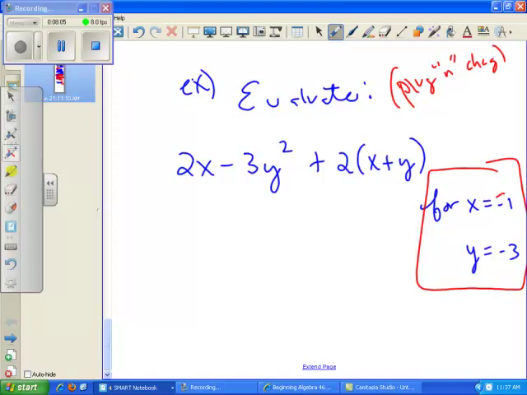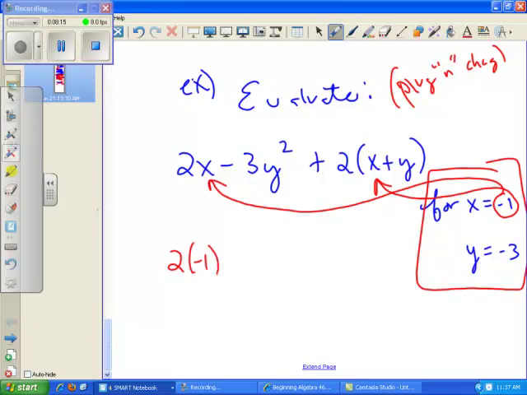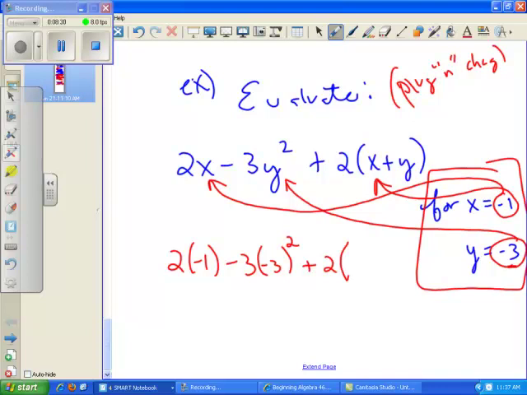So we're going to plug negative 1 everywhere we see an x and do a rewrite. When you plug it in, put parentheses around it. So 2 times negative 1 minus 3. Even when I plug my y in, so I'm going to plug negative 3 right there for y. So that's negative 3. Then I'm going to square it. Okay, plus 2, parenthesis, negative 1 plus negative 3.